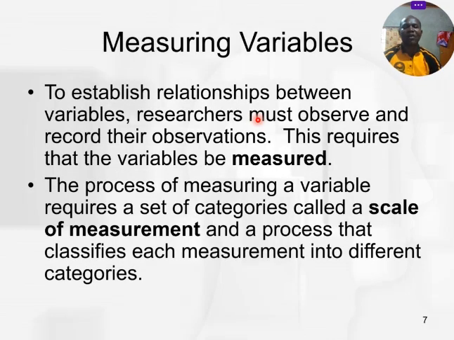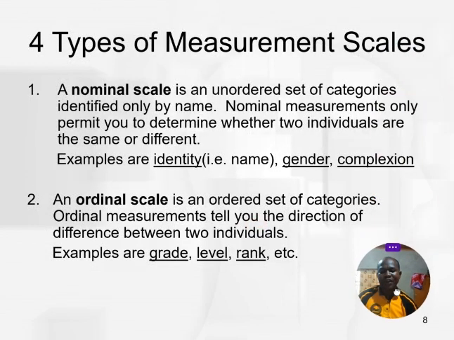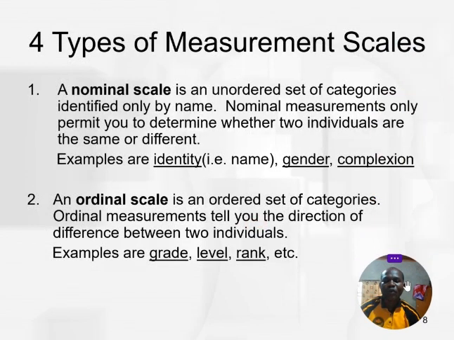Now, it's important to understand how these variables are measured. As a researcher, you want to look at the relationship of these variables, so you take information about them, but you must understand that these variables can be measured in different categories. These are what we refer to as the scales of measurement. Basically, we have four measurement scales of variables: the nominal scale, the ordinal scale, the interval scale, and the ratio scale.